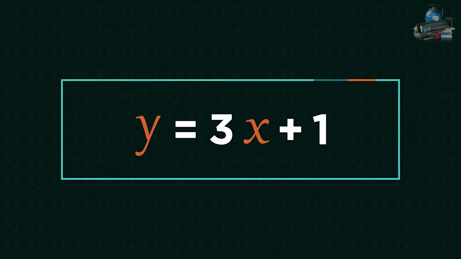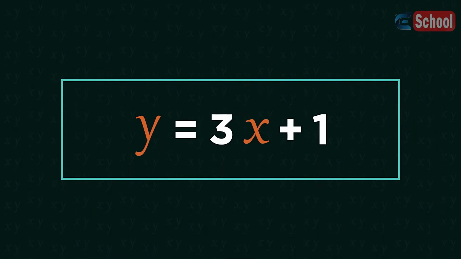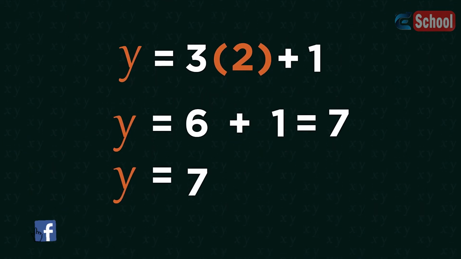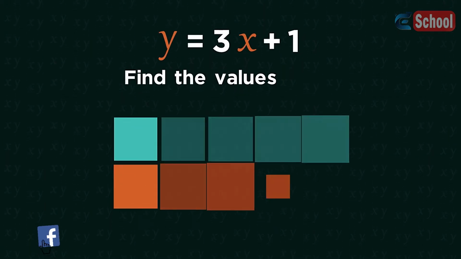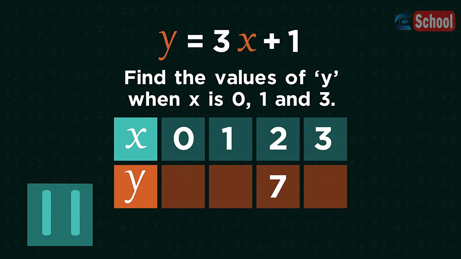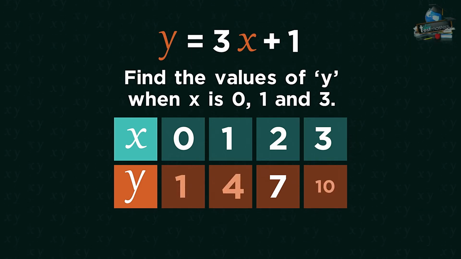We have this relationship. The value of y depends on what the value of x is. So if x is 2, then y is 7. What if x was 0, 1 or 3? Pause the video and find the corresponding y values. Did you get them right?